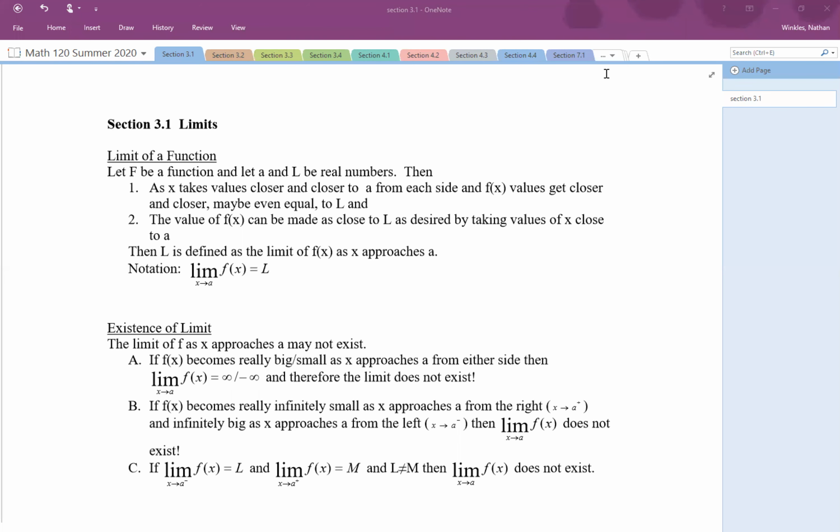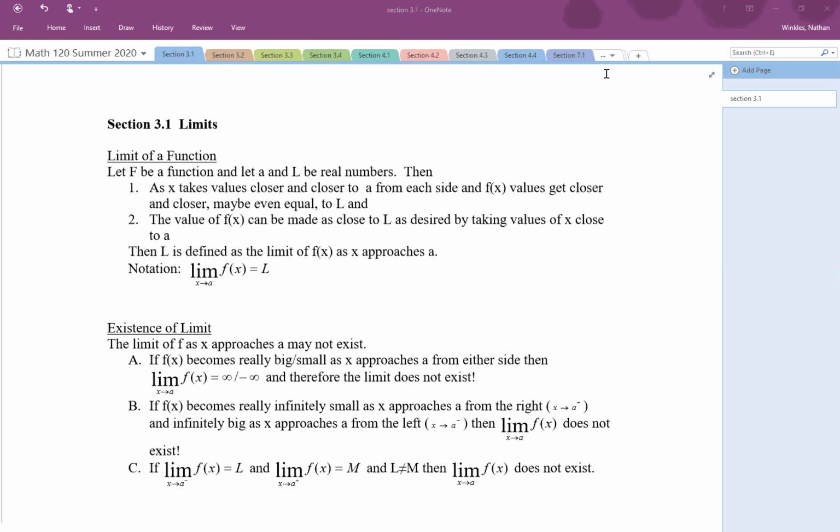All right, so we are going to talk about section 3.1, limits, today. The first thing we have is a couple of definitions that are going to help guide us in what we can do with limits. So, the limit of a function.